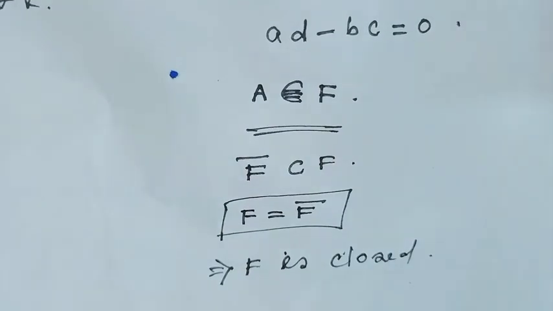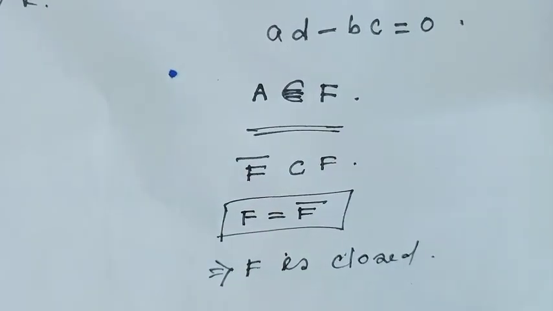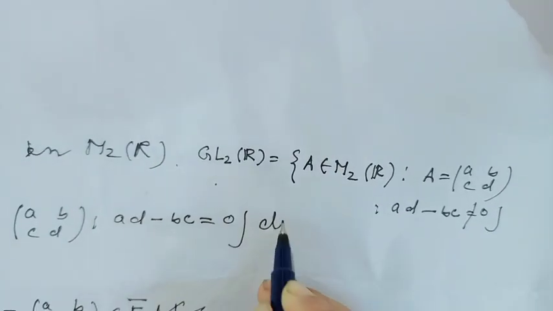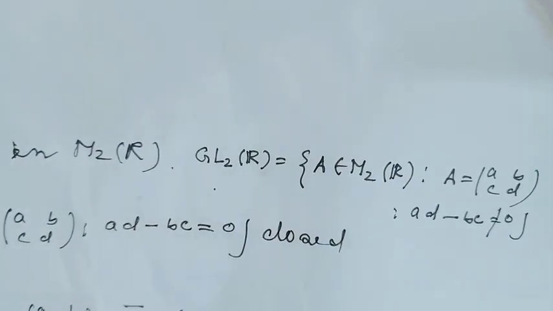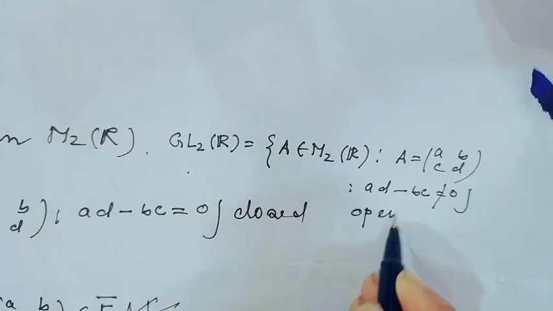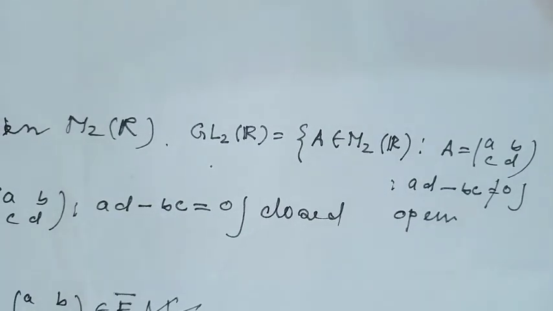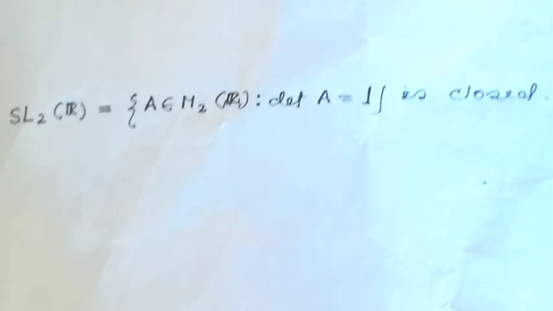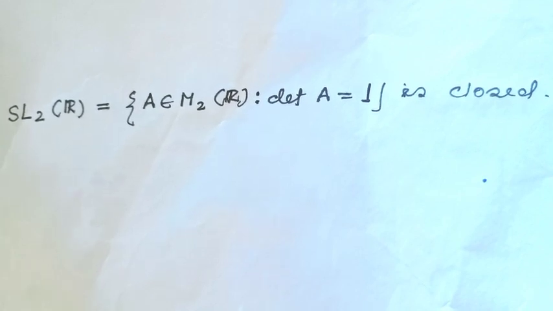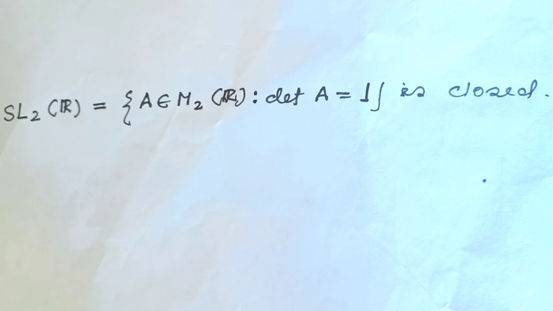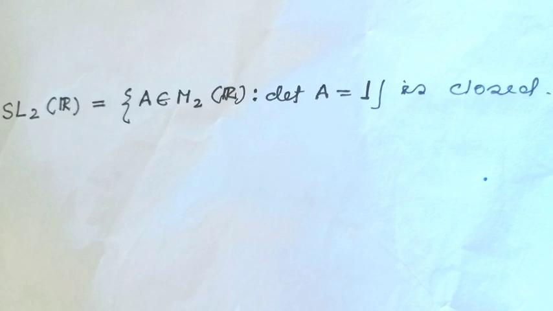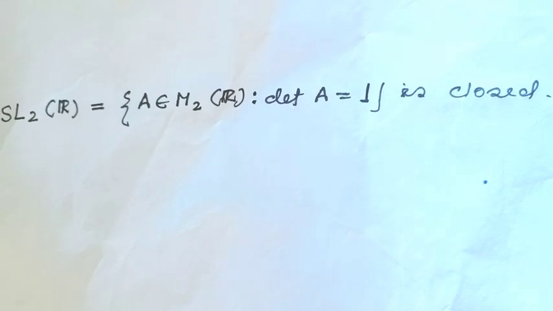Okay? I hope all my viewers have understood. Since F is closed, and F is the complement of GL2R, that means our given set GL2R is open. I hope all my viewers have understood clearly. Okay? Second, I will say SL2R, which is actually the set of A belongs to M2R such that the determinant of A equals 1. I will say SL2R is closed in M2R.